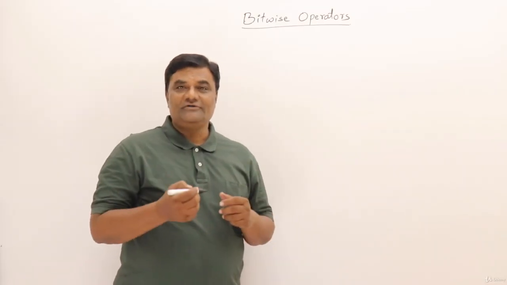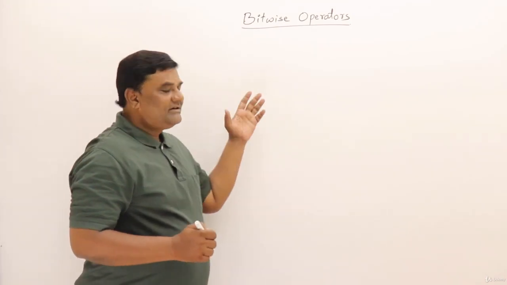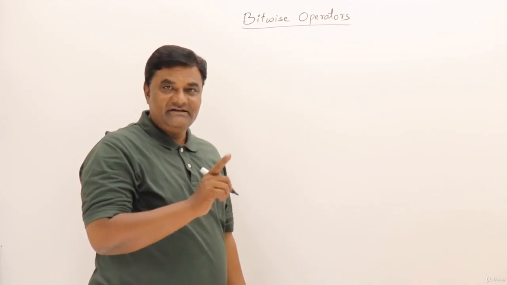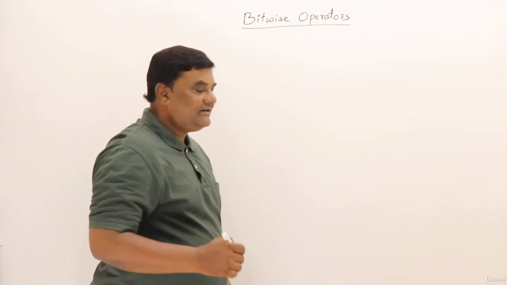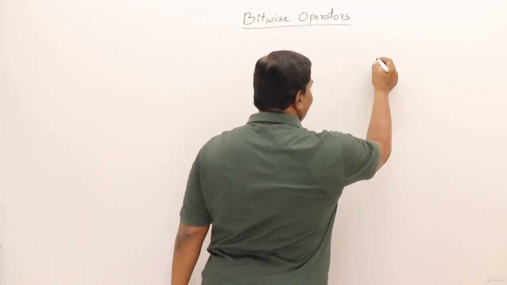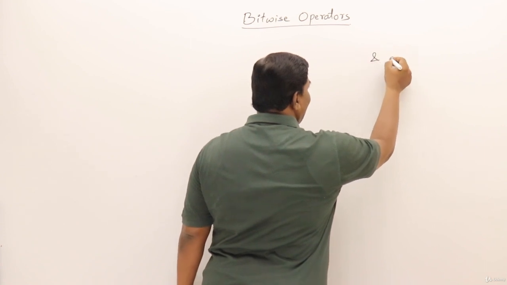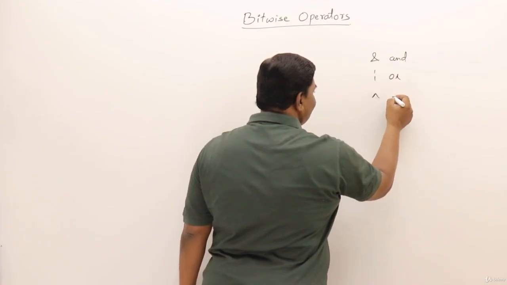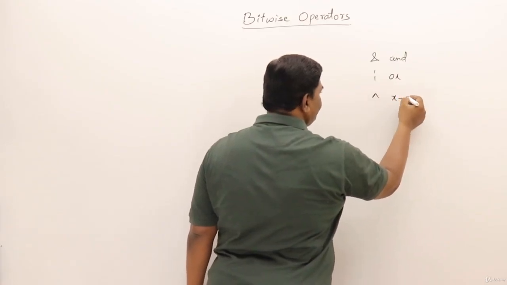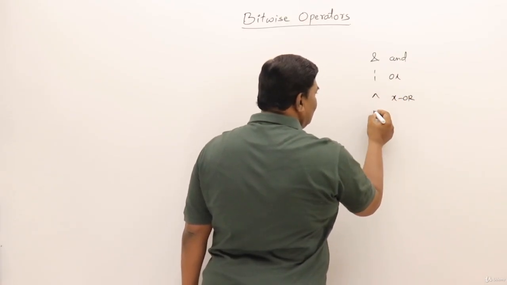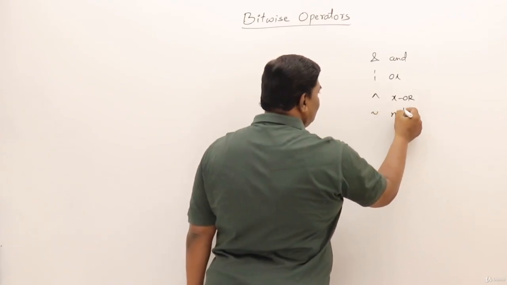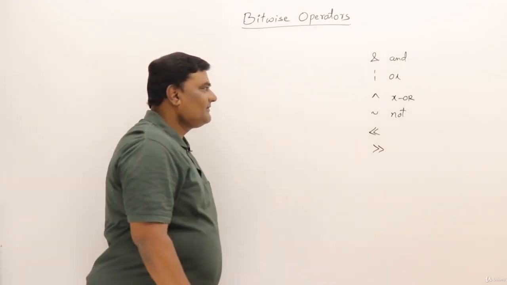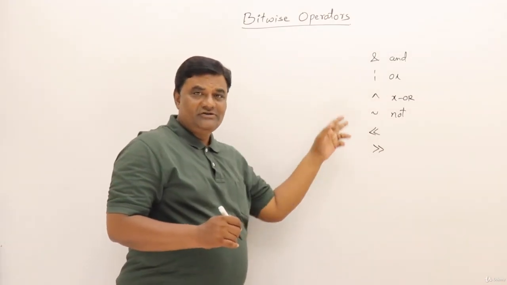Bitwise operators, this is one of the interesting topics. These operations are performed on the bits of the data, not on the whole data as a single unit, but on the bits of the data. Let us see what operations are available. See, bitwise AND, bitwise OR, bitwise XOR, bitwise NOT, left shift and right shift. Let me quickly show you how these operations work.